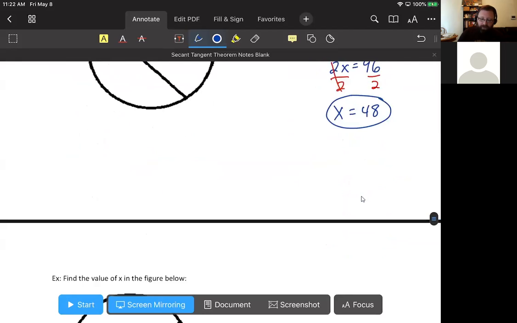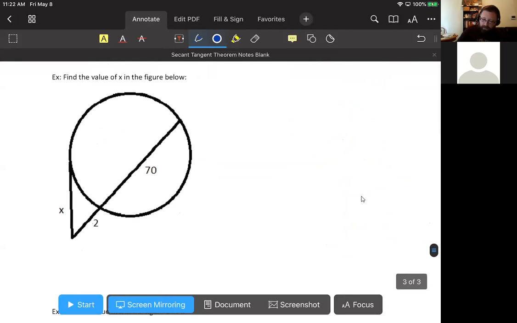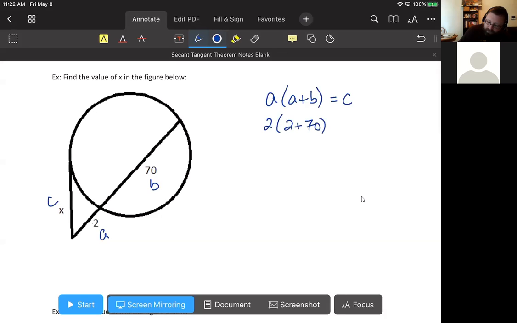Okay, here's our third example. Same deal. Our format is a times a plus b equals c squared, where C is the length of the tangent piece, A is the part of the secant on the outside, and B is the part of the secant on the inside. So that gives us 2 times 2 plus 70 equals x squared. So this is form 1 again. We're going to solve for x.